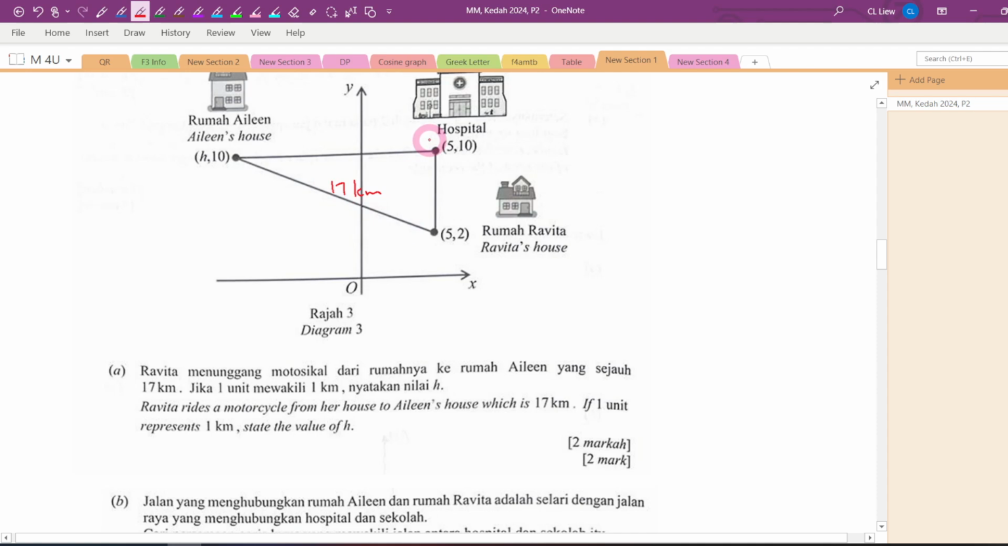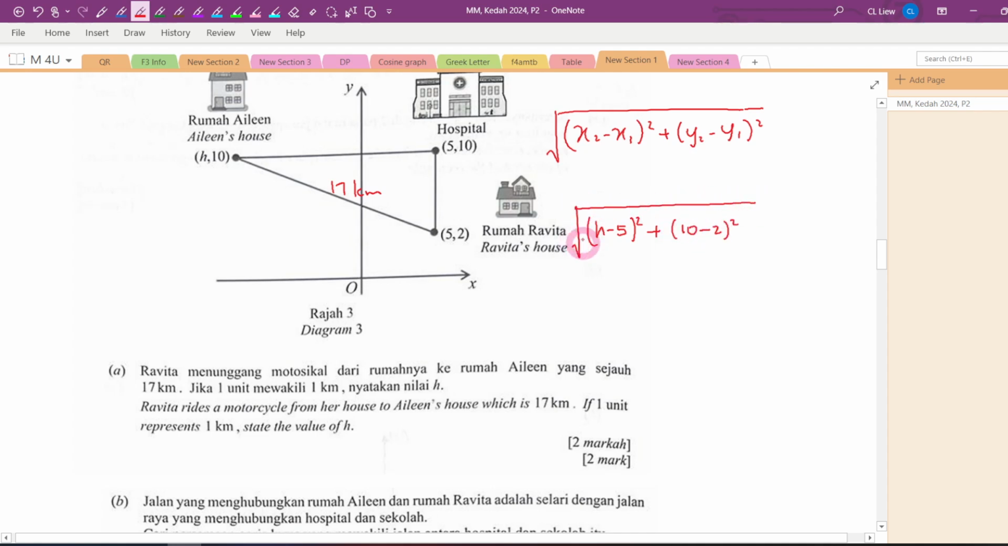Square root of (x2 minus x1) squared plus (y2 minus y1) squared. You square root this whole thing, and you will get the distance between the 2 points. Given by the question, the distance is 17: square root of (h minus 5) squared plus (10 minus 2) squared, and you square root this whole thing, you will get 17.